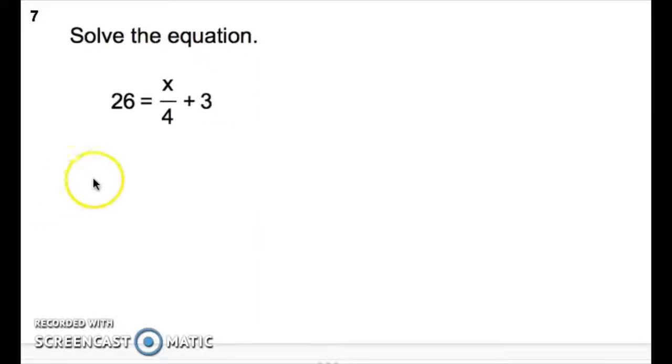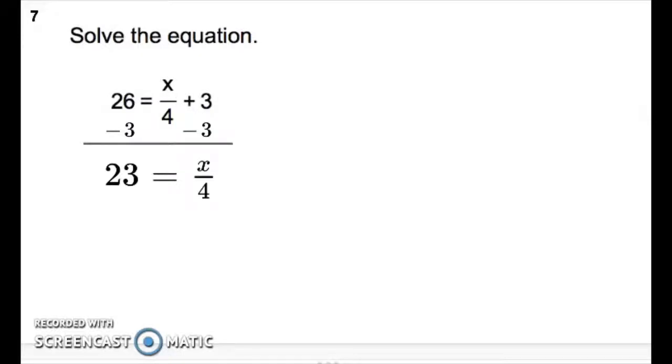Number 7, we have 26 equals x over 4 plus 3. The first thing we need to do is move this 3 to get the term with the x by itself. To move this 3, we see it's being added, so we've got to do the opposite, which is subtraction. So we subtract 3 from both sides. So you get 23 equals x over 4. Now 4 is dividing x, so to undo that, we cross the 4 out and bring it to the other side and multiply it to 23. 4 times 23 is 92, so the answer is going to be 92.